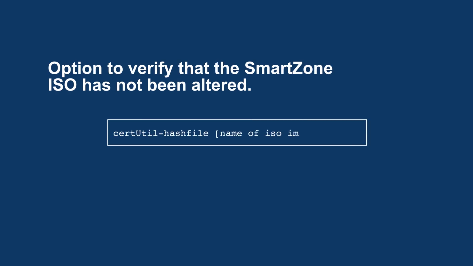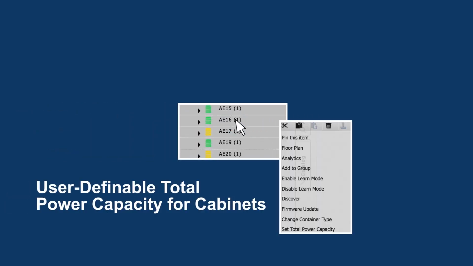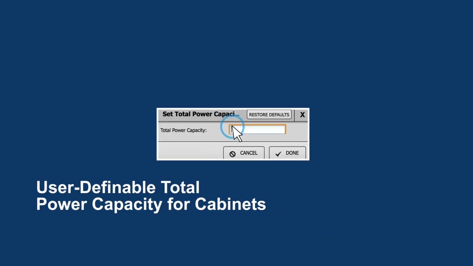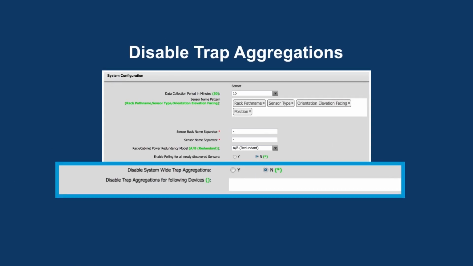As an added security feature, before mounting and accessing the SmartZone ISO file, you can verify the checksum of the ISO image by running the command you see here. A new asset attribute has been added to allow users to set the total power capacity for either a single cabinet or multiple cabinets. Users can now disable trap aggregations, either system-wide or for an individual device. As you can see, two new fields have been added to the System Configuration Settings tab to provide these options.